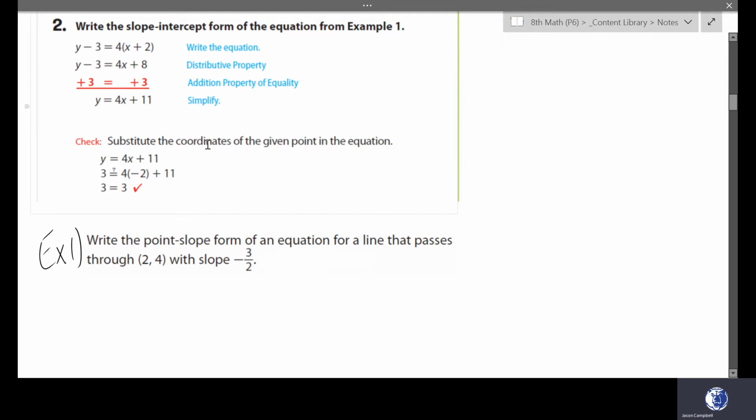They did substitute the coordinates of the given point into the equation. So -2 and 3 were substituted for x and y, and they solved the equation to get 3 is equal to 3.